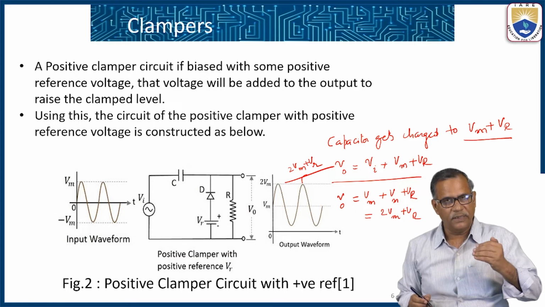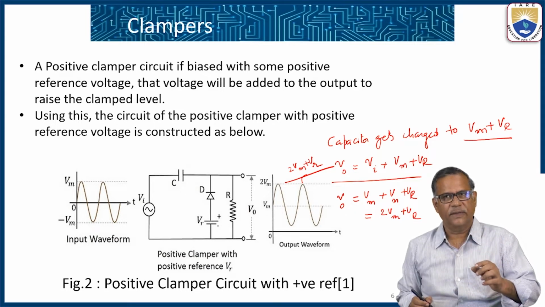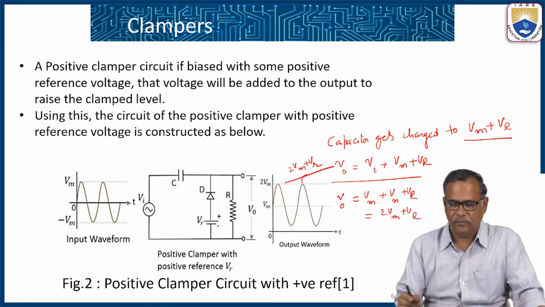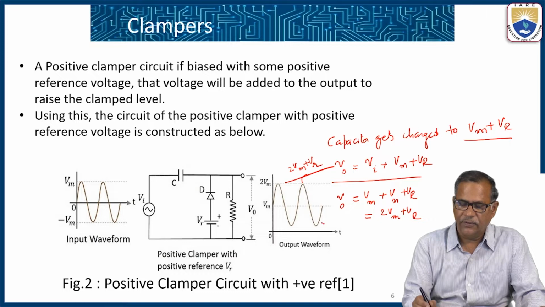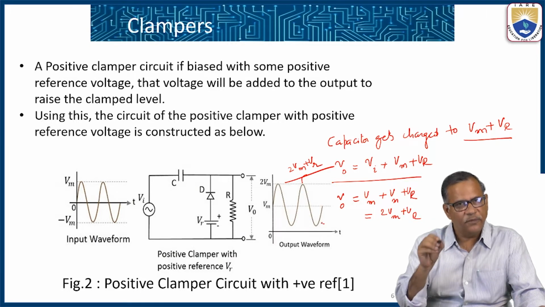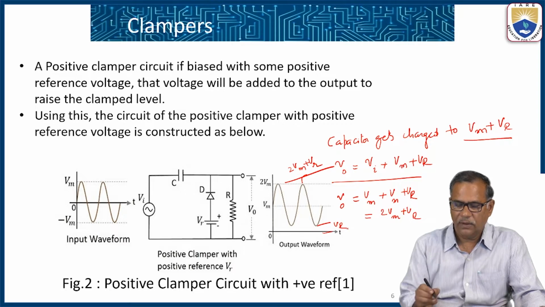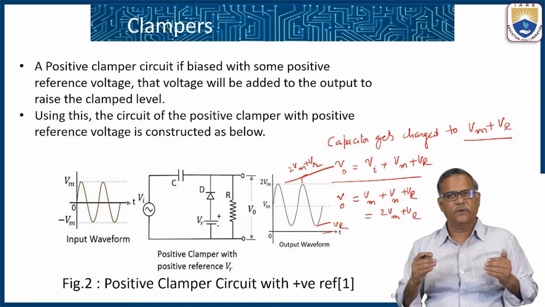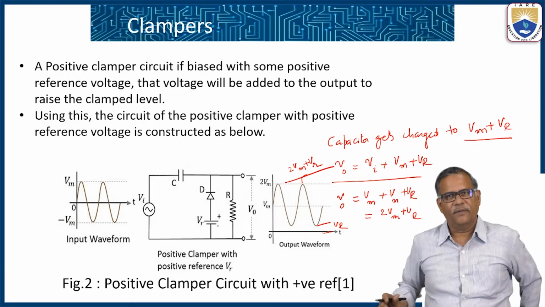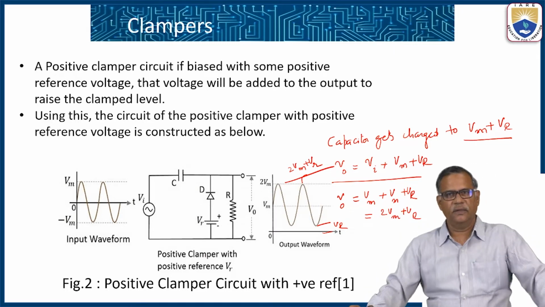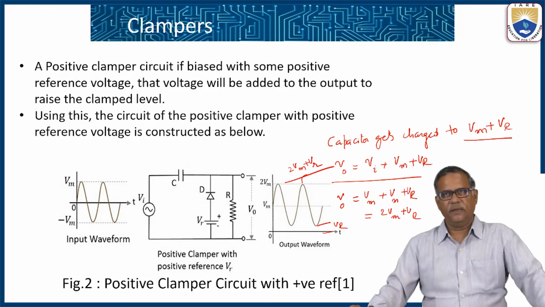And when the applied voltage is negative, the minimum voltage is Vr. So this is the minimum voltage during the negative peak of the input waveform. So this is Vr. Depending upon the reference voltage, further shifting of the input waveform can be done using this positive clamper circuit.